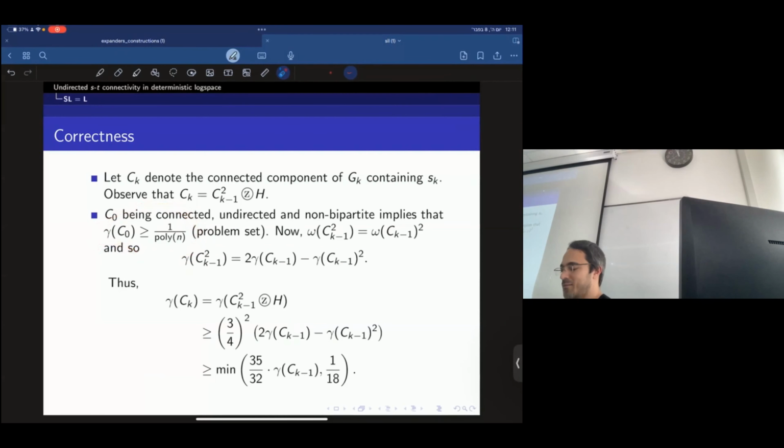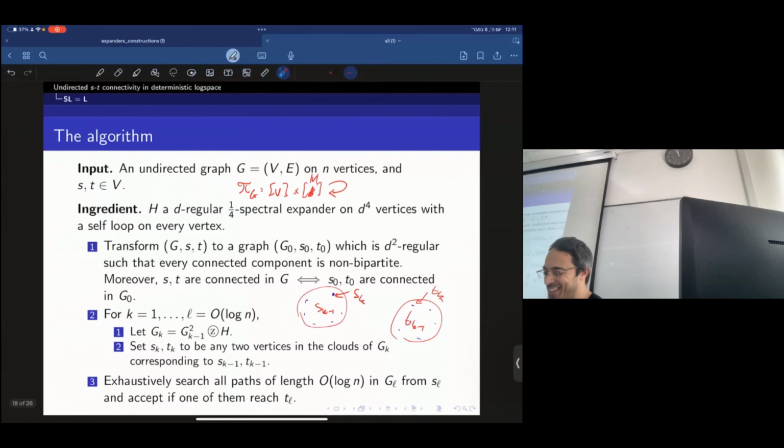Wait, what is C0? C0 is the origin. It's the original. It's what Gal said: a connected component containing any vertex in the original graph, the first graph that you start with, before the trick. So it doesn't matter; it's any undirected graph.